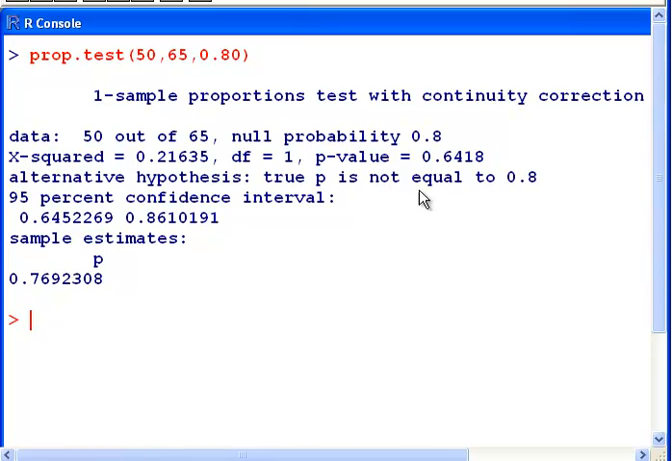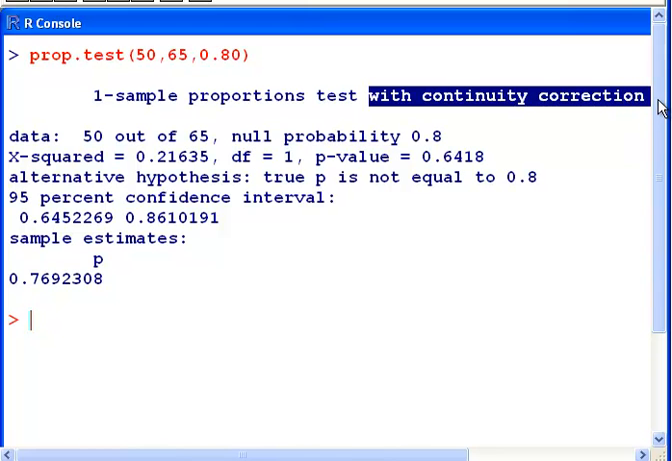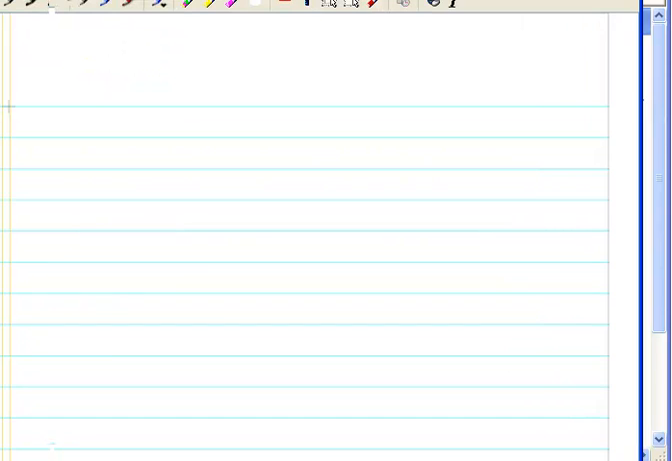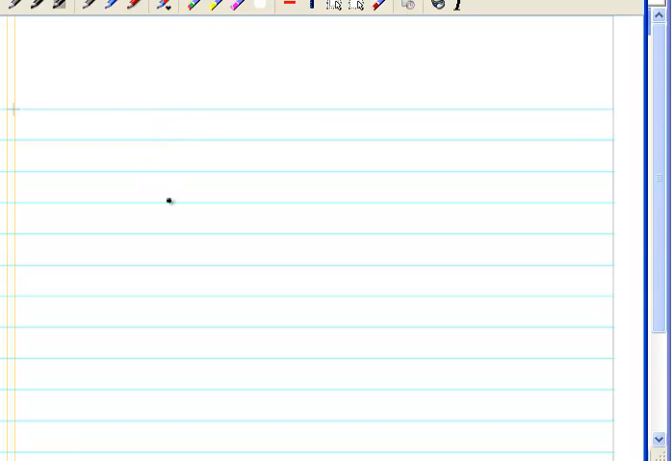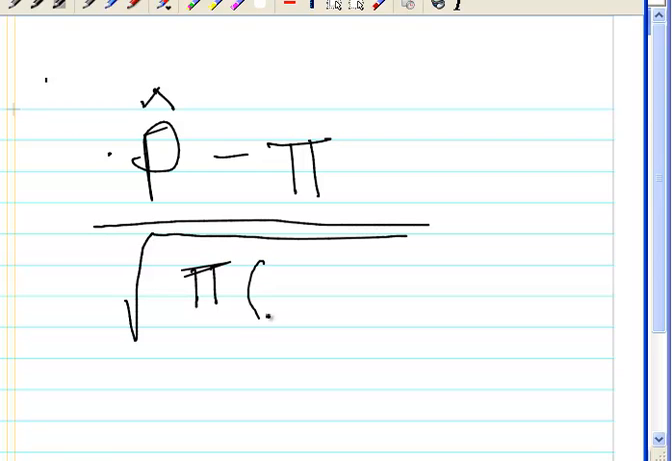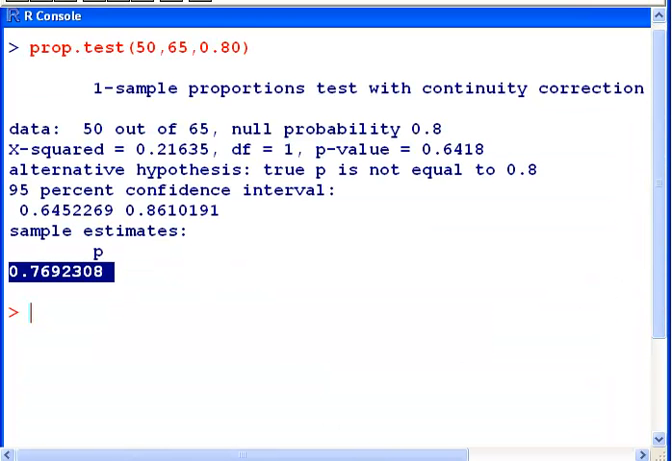Now, the continuity correction is something I'll deal with at a different time. But essentially, our estimate is there. Just as a remark, if you were doing it by pen and paper, you would get p hat, the proportion, minus pi, all over the standard error, which for hypothesis tests is the square root of pi times 1 minus pi over the sample size. Remember, it's a little bit different when you're doing it for confidence intervals.